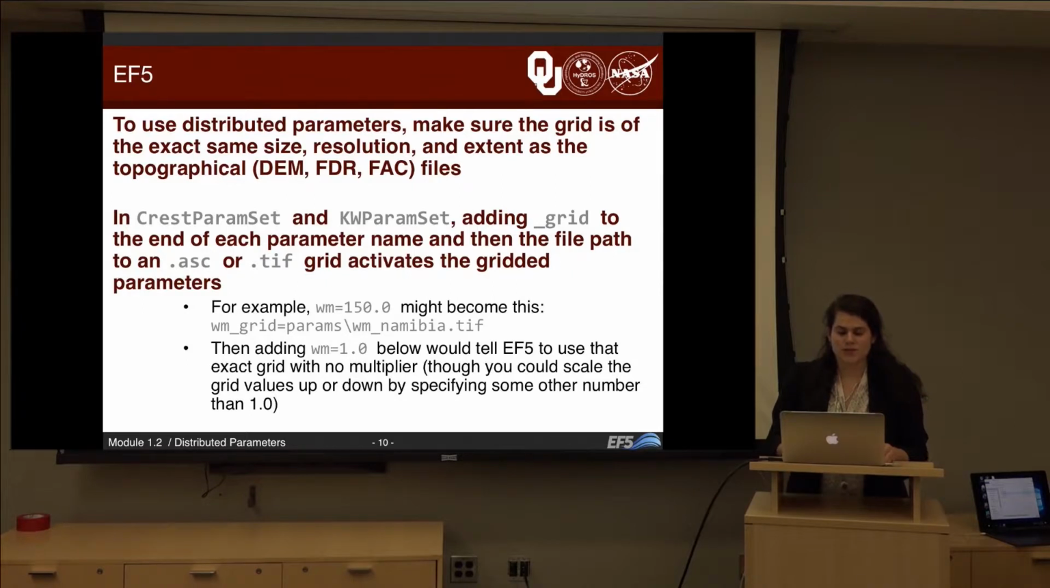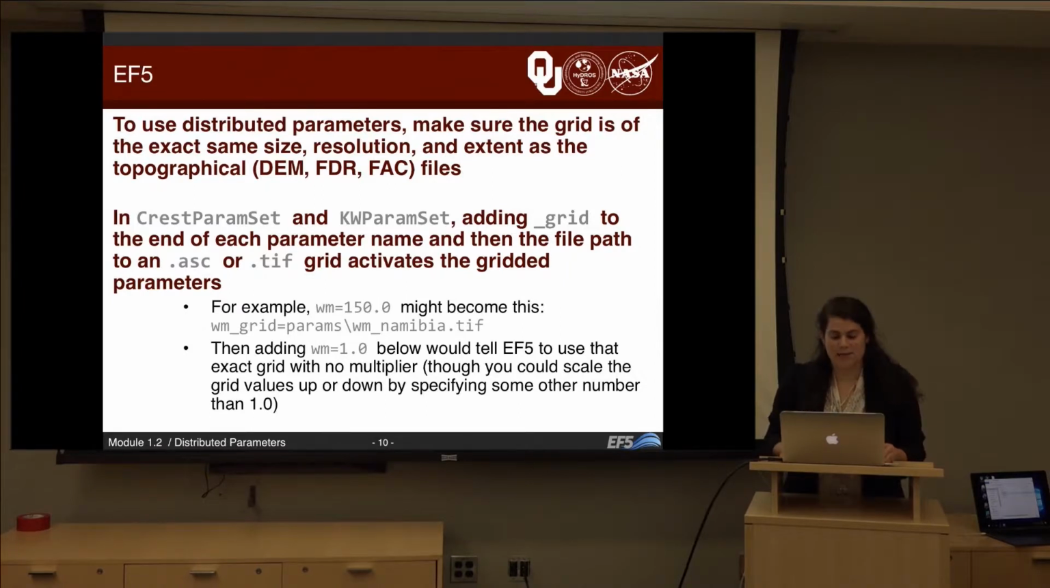So to use distributed parameters, we want to make sure the grid is of the exact same size, resolution, and extent as the topographical files. In CREST param set and KW param set, those are 2 blocks that are used in the control file. What you can do is add _grid to the end of each parameter name, and then you would set that equal to the file path to either an ASCII or TIFF grid, and that would activate the gridded parameters.